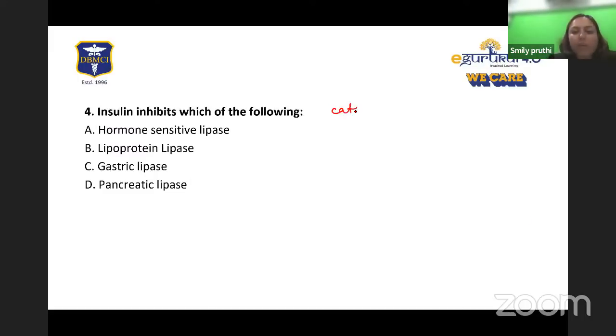Then insulin inhibits which of the following? Insulin inhibits catabolic enzyme. Lipoprotein lipase is anabolic enzyme. Hormone sensitive lipase is catabolic. So answer here is hormone sensitive lipase, right? And insulin activates lipoprotein lipase. So these two enzymes are very, very important. The first and second video of my sequence of videos is very, very important to understand. So many questions on enzymes and phosphorylation, dephosphorylation, hormones. So the formulas which I've given you, you can revise that.